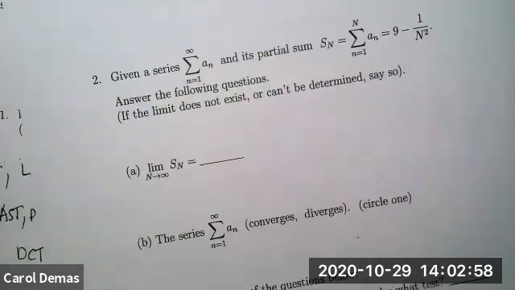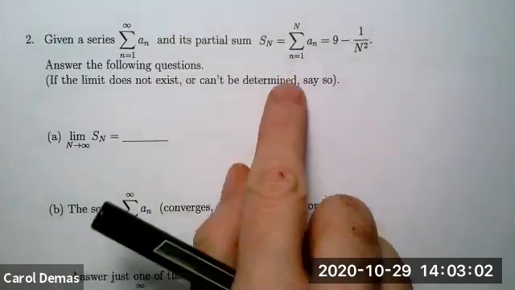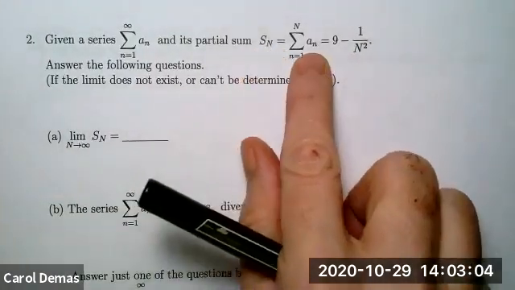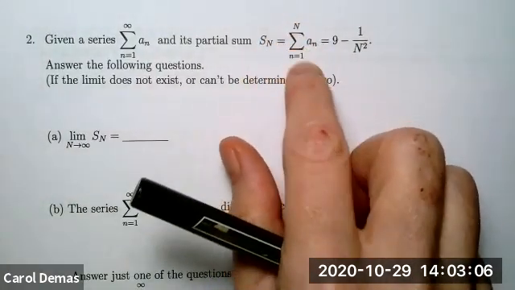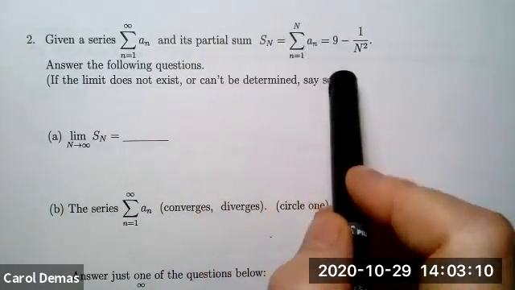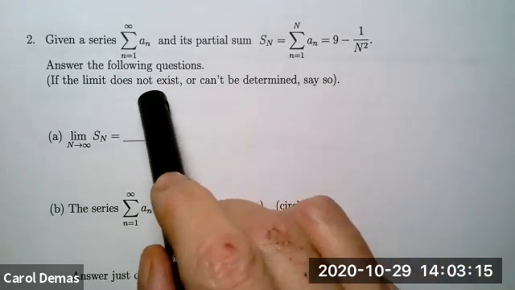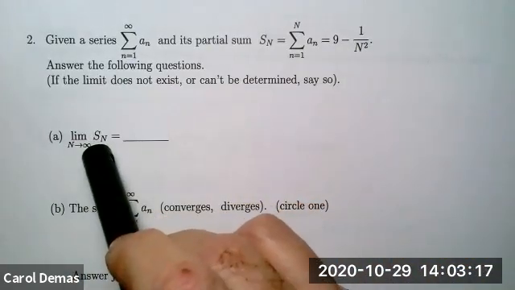All right, next one, you'll get a question like this as well. We've got a series and its partial sum. S sub n is the sum of all of this as you go to capital N, and that's going to be 9 minus 1 over n squared. So let's answer the questions. What is the limit as n goes to infinity of s sub n?